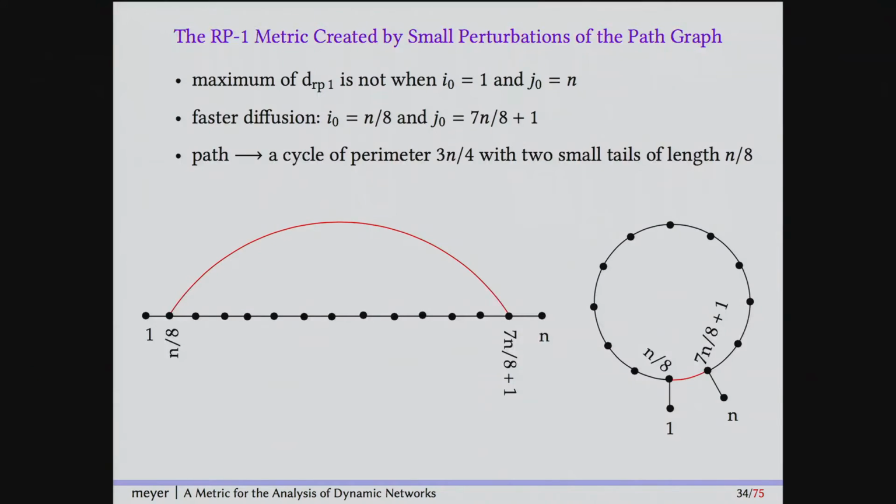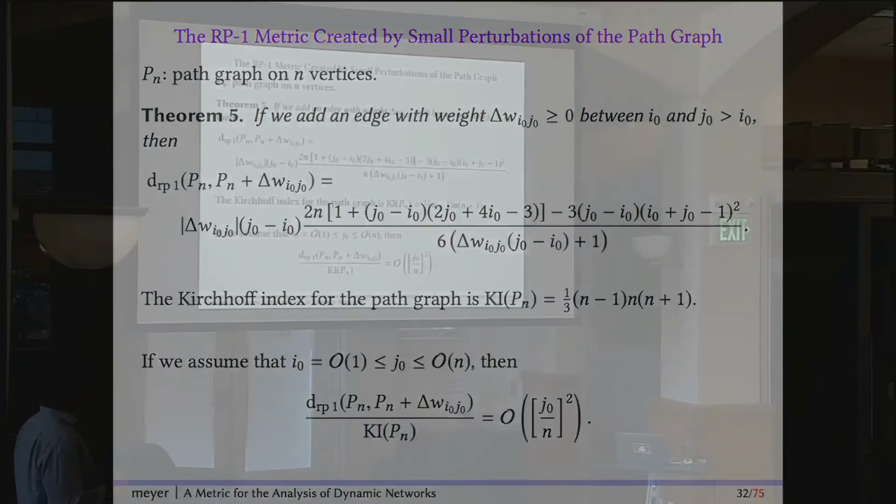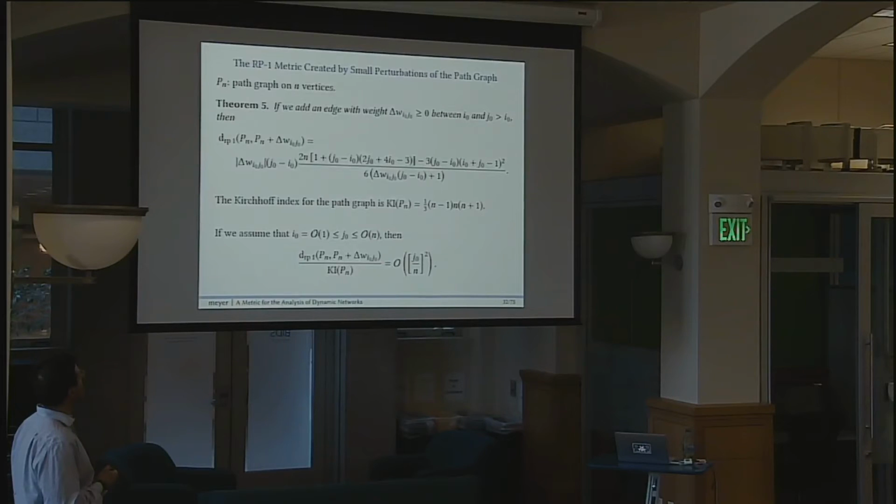And we can look at the following exercise, which is what is the edge that is the most disruptive if we start adding edges on the path graph. So one idea, if you look at this formula, is you would think, okay, it depends basically on the distance between the head and the tail of the edge, so j naught minus i naught.